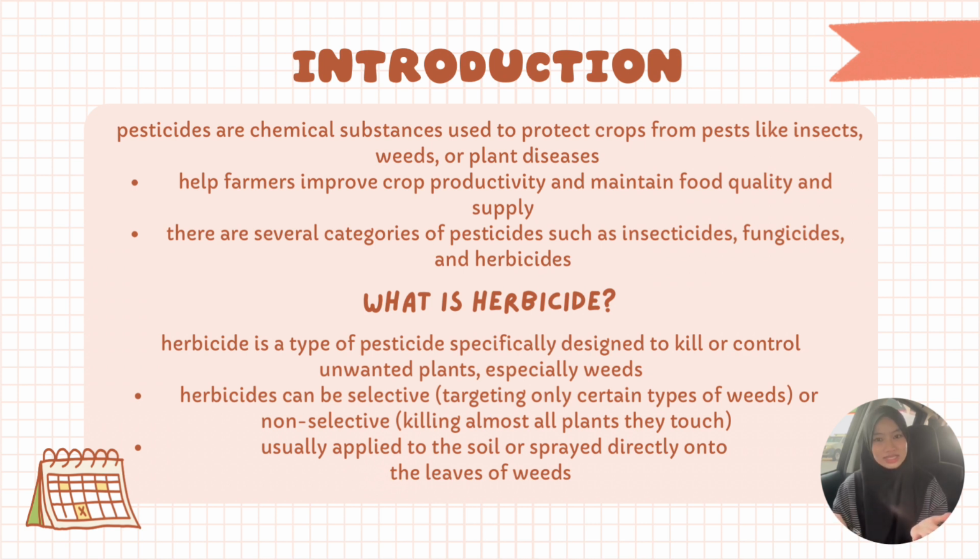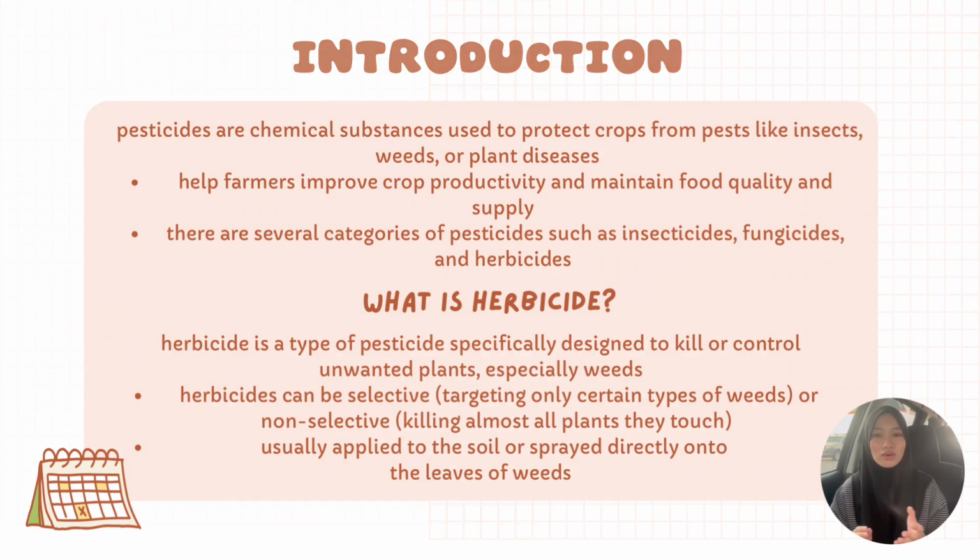So, what is a herbicide? A herbicide is a type of pesticide specifically designed to kill or control unwanted plants, especially weeds. Weeds compete with crops for water, nutrients, sunlight, and space. So, controlling them is very important for healthy crop growth. Herbicides can be selective or non-selective. They are usually applied to the soil or sprayed directly onto the leaf or weed.